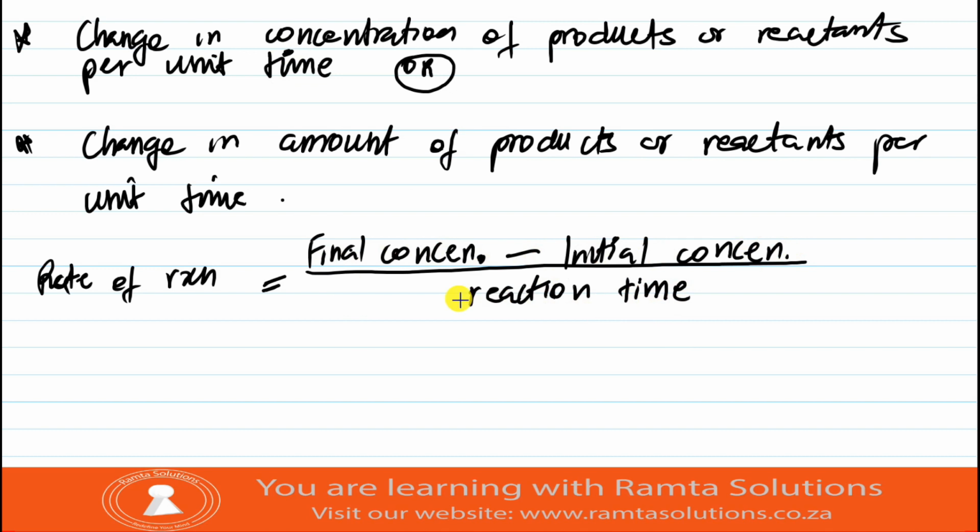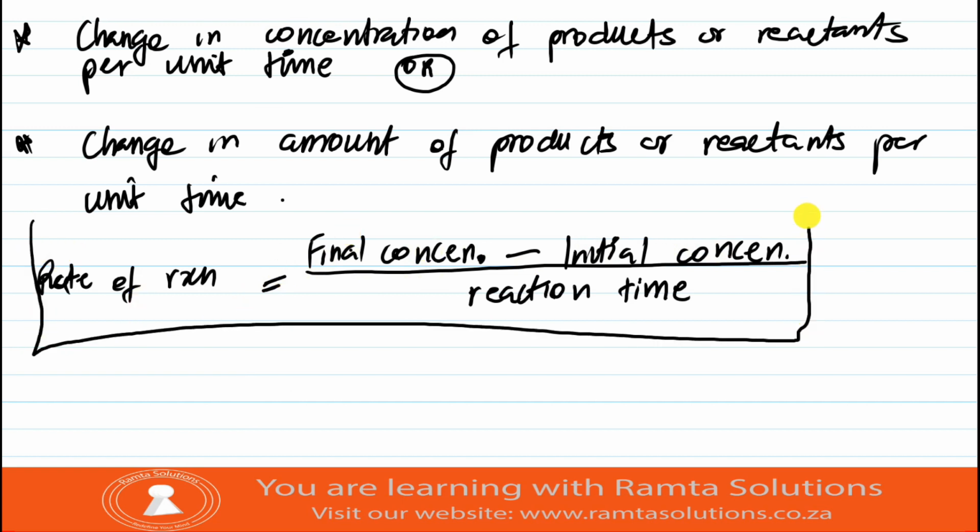If you are given concentration, you can say final concentration minus initial. If you are given number of moles, you can use final number of moles minus initial number of moles, and you will still be okay. All right, perfect. So now this is the formula that we are going to use.